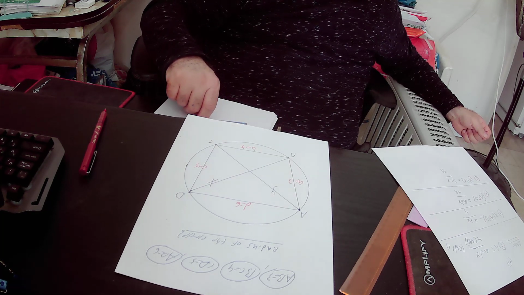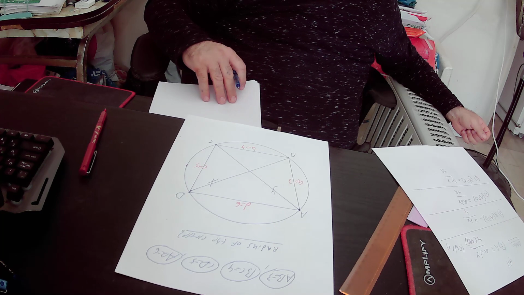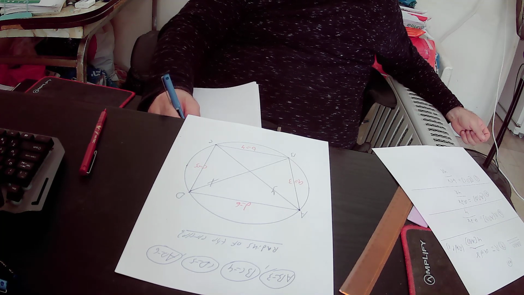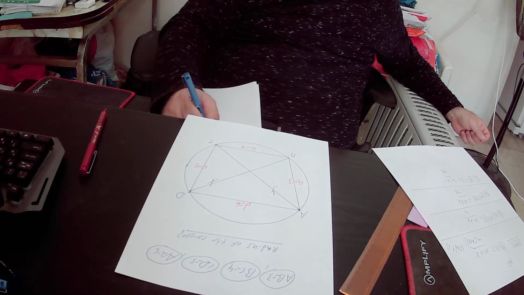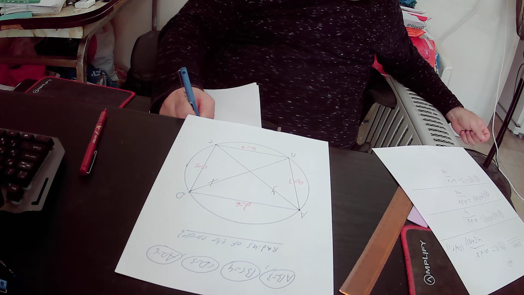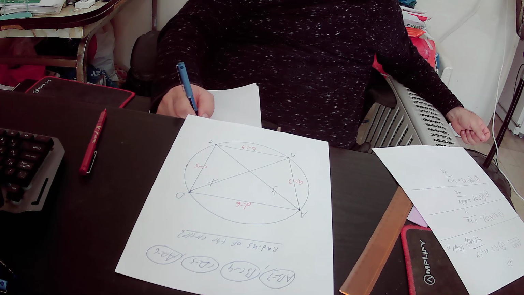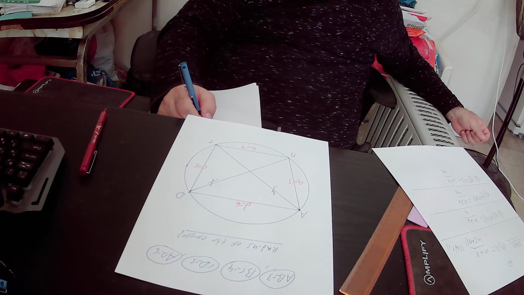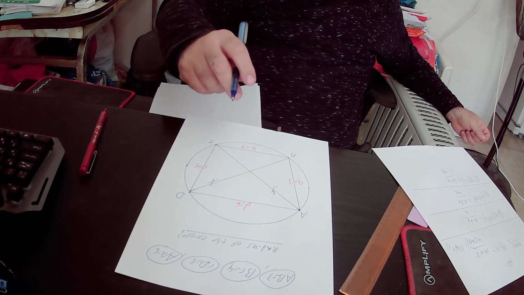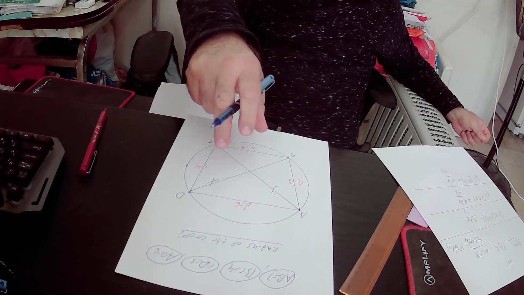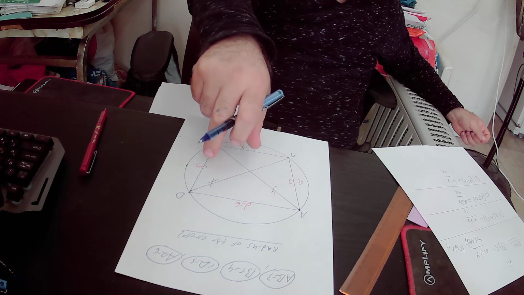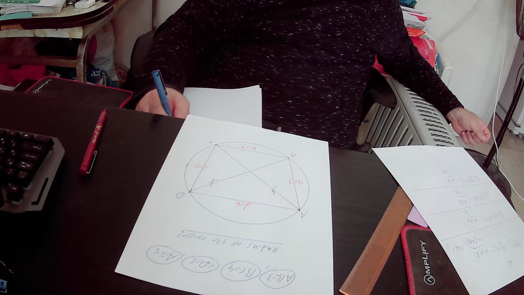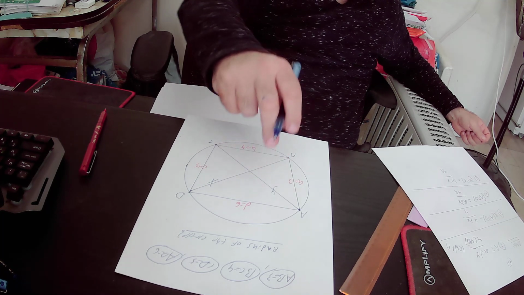So I will write it down. That will be our second equation. The area of quadrilateral ABCD, which consists of 2 triangles, will be equal to the sum of the areas of those 2 triangles. It will be equal to the area of triangle BDC plus the area of triangle ABD, this triangle.